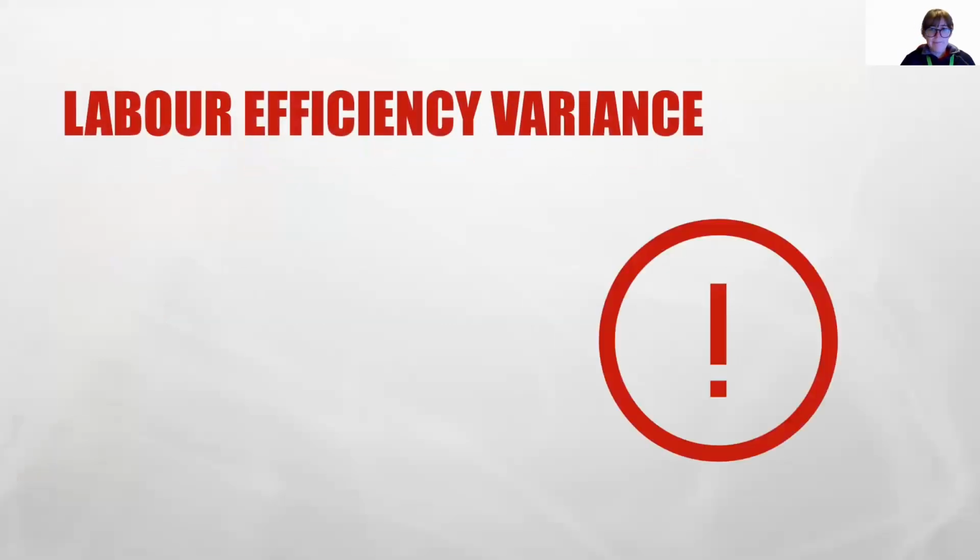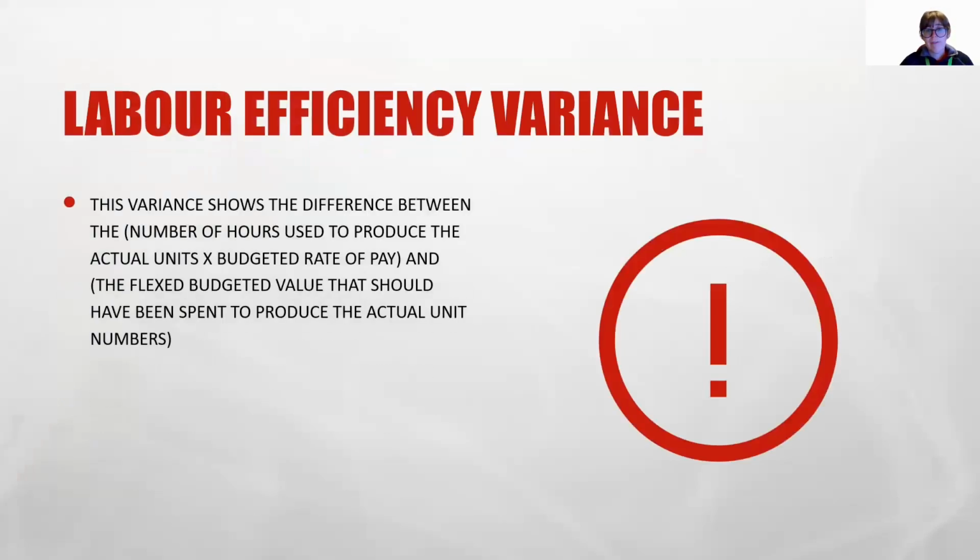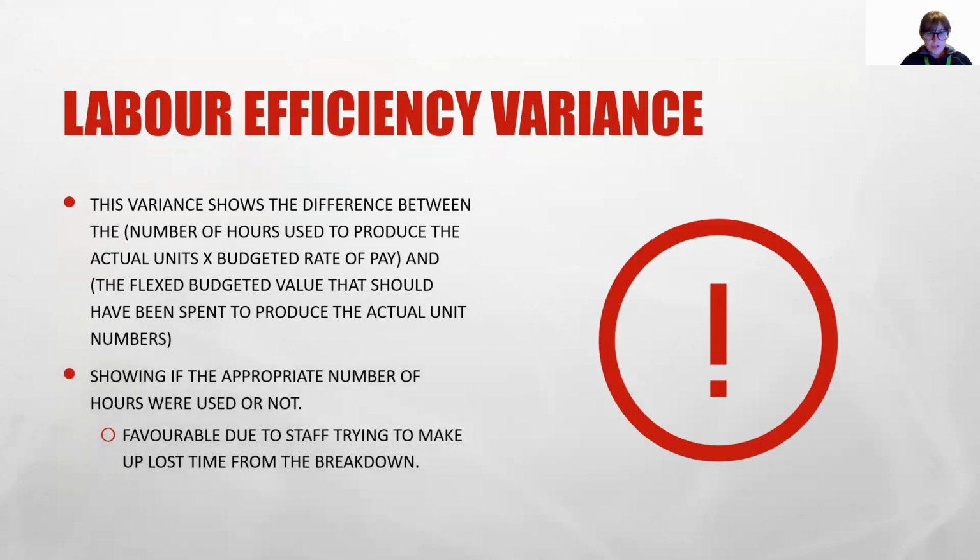Labour efficiency variance then. Well, this is going to tell us how productive our workforce have been. So we are comparing our actual production of our workforce in comparison to our budgeted production. This is going to show us the appropriate number of hours that were or weren't used. An example could be our labour efficiency is favourable due to staff trying to make up lost time from the breakdown, but it could also be adverse. One example of that is if your staff are demotivated, they're unlikely to be working to the best of their capabilities.